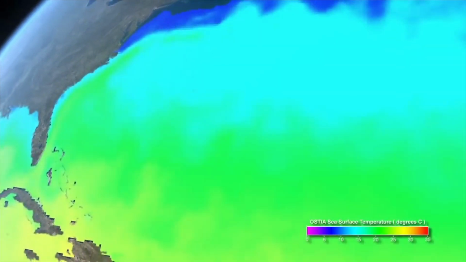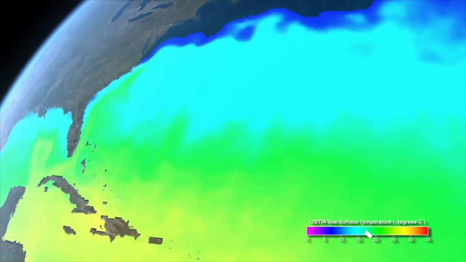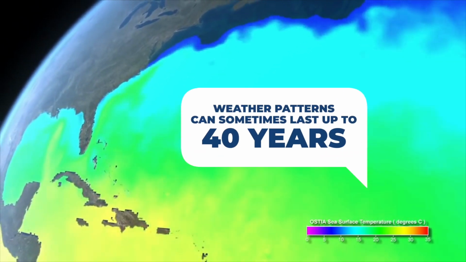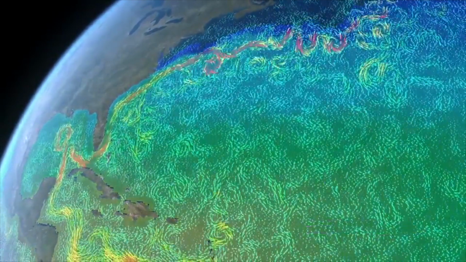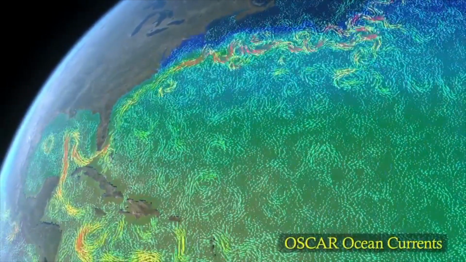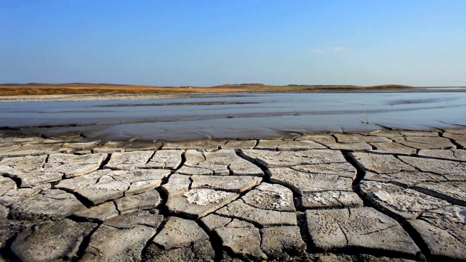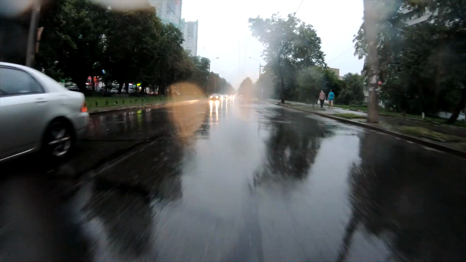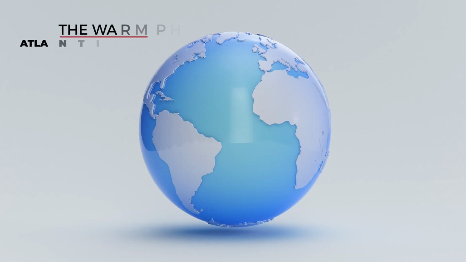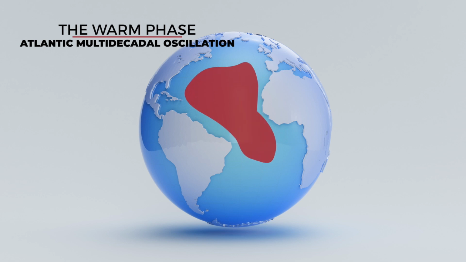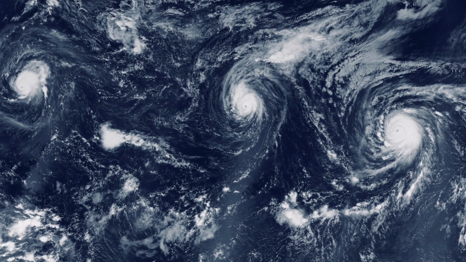There are other warm and cold water patterns that cover vast areas of the oceans. These patterns can sometimes last for up to 40 years before they change. That's why it's not uncommon for some weather patterns to get stuck over a region for long periods of time. Some droughts can last for several years, and very wet and rainy weather can be persistent enough to cause major flooding. The warm phase of the Atlantic multi-decadal oscillation, for example, can lead to more hurricane development.